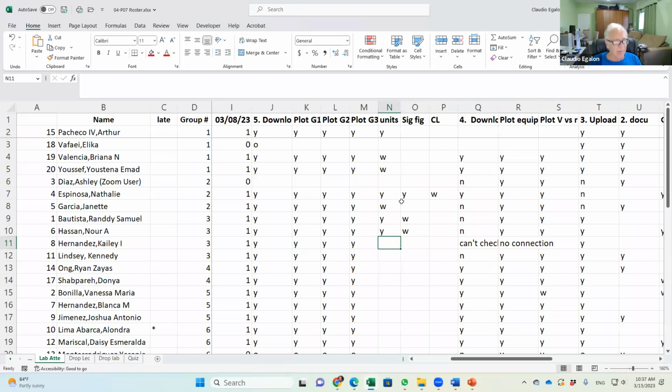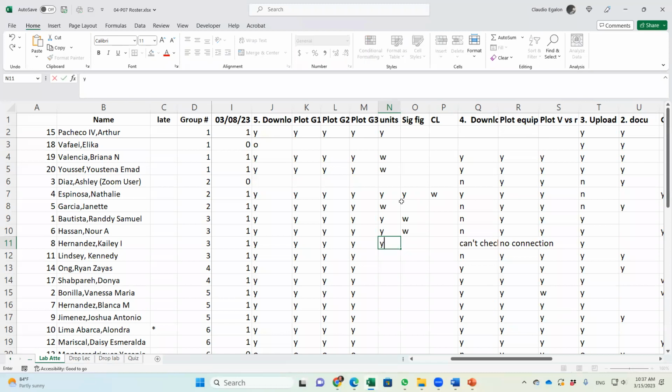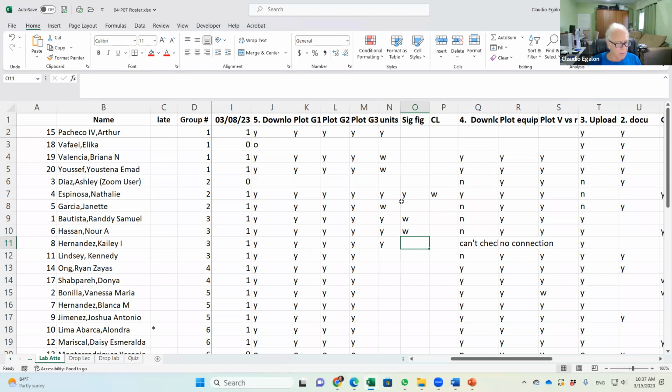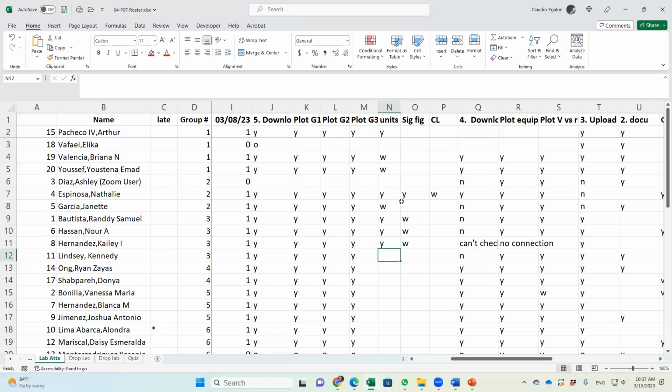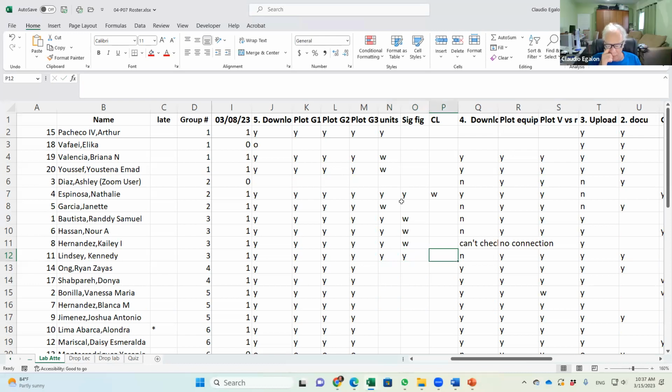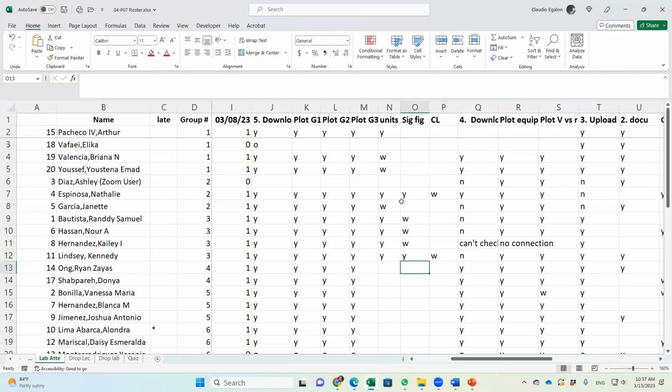Kaylee, yes, both the units and the sig figs? I'm still working on that one. Okay, good. Good to know. Kennedy? Yep, for both? Yep. Okay, then what about the CL? Are you working on that now? Yep. All very good. Good working here.